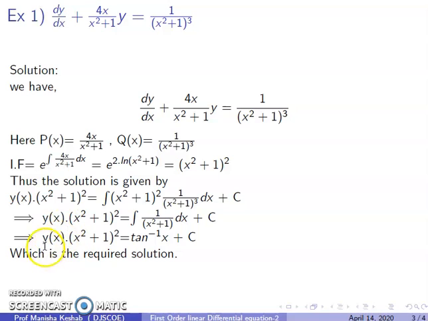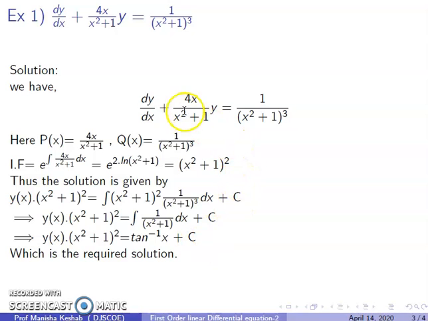So therefore, the final answer will be y(x)(x² + 1)² is equal to, now the integration of 1/(x² + 1) dx is nothing but tan⁻¹(x) plus the constant of integration, that is c. Now this you can consider as your required solution, and if you want you can also write y(x) as an explicit function of x only, that is y(x) = tan⁻¹(x)/(x² + 1)² + c/(x² + 1)². So that way also you can write.